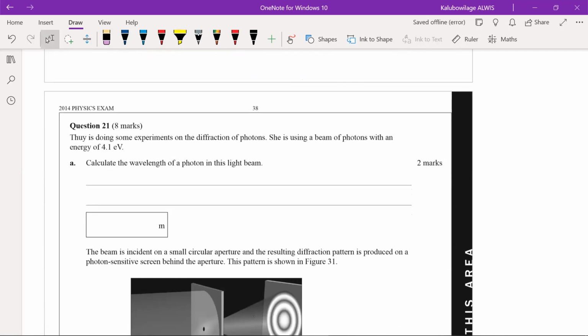Toy is doing some experiments on the diffraction of photons using a beam of photons with an energy of 0.1 electron volts. So photon energy is E equals hc over lambda, so lambda equals hc over E. We have 4.14 times 10 to the power minus 15 times 3 times 10 to the power 8 over the energy.